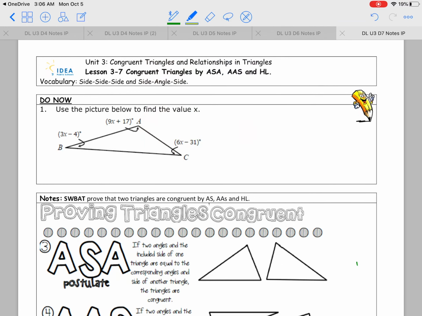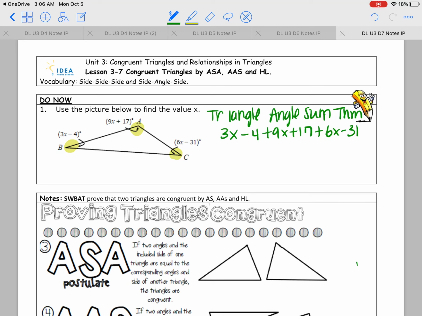Notice that we're given the three interior angles of a triangle. So we need to be able to recall the triangle angle sum theorem. That theorem states that when you add the three interior angles of a triangle, their sum is equal to 180 degrees. So let's set up the equation. 3x minus 4 plus 9x plus 17 plus 6x minus 31 equals 180 degrees.